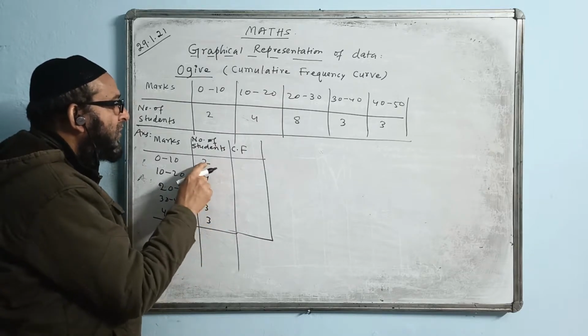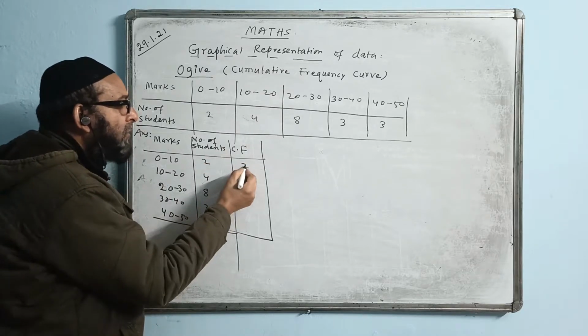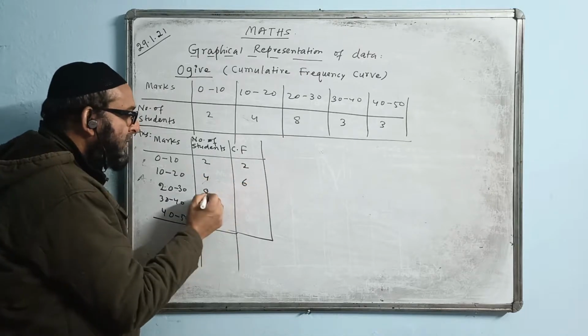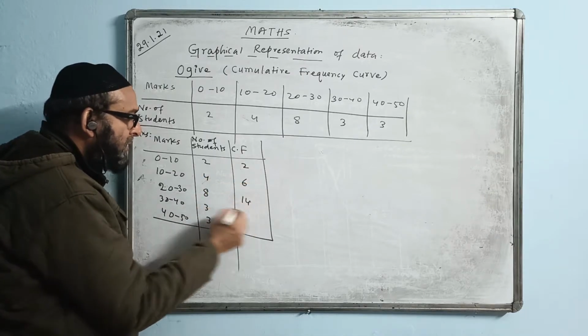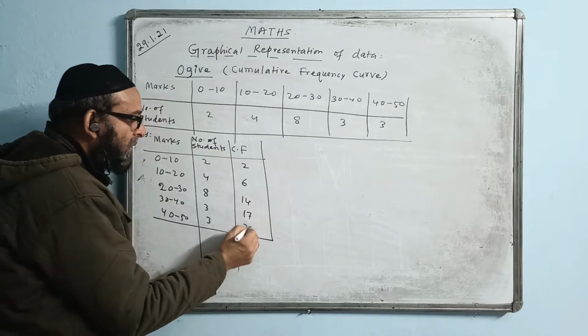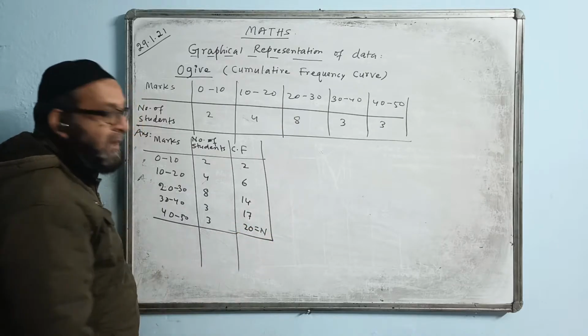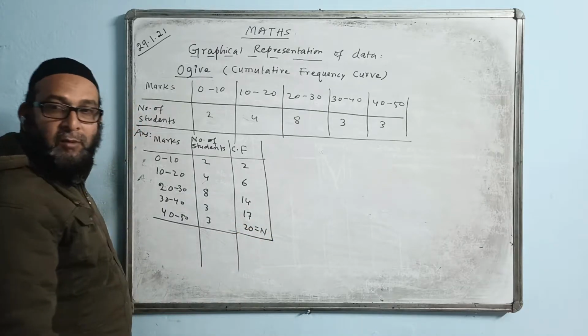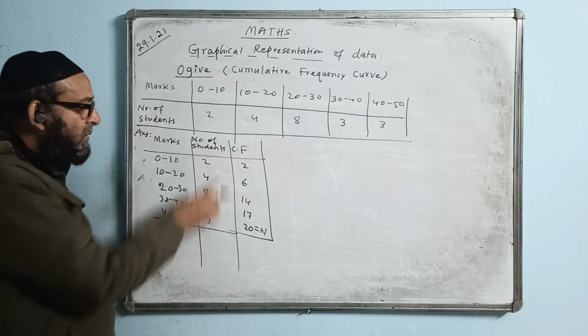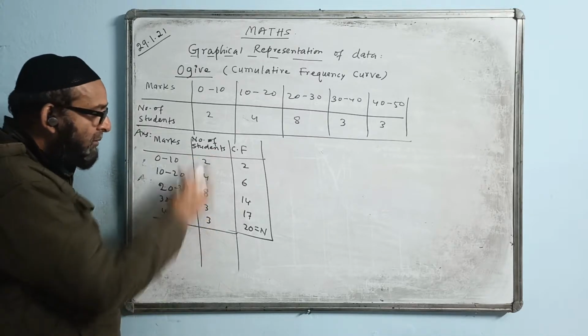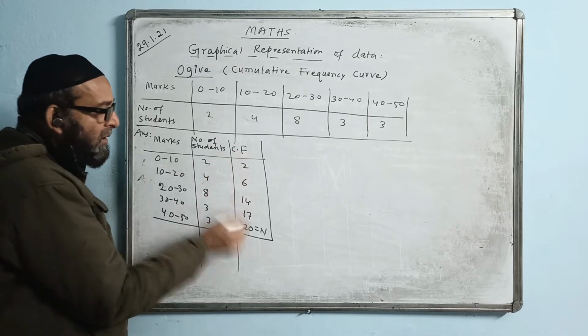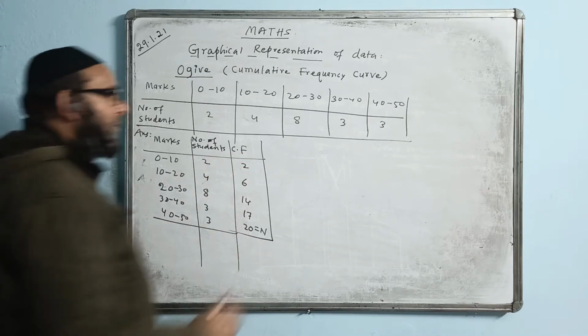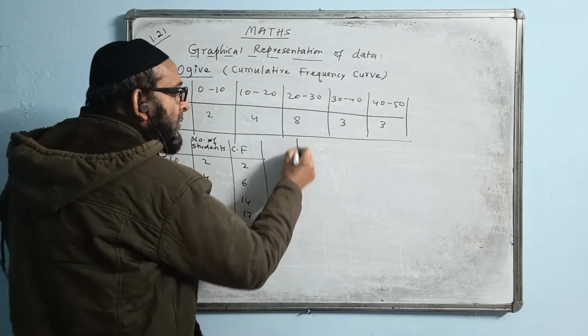How to find cumulative frequency? First one, keep as it is. Keep on adding now. 2 plus 4 becomes 6. 6 plus 8 becomes 14, plus 3 is 17, plus 3 is 20. The last one is 20. Last value is called n, the total number of students. When you add, sigma f, it will also come 20. Here also the last number will come 20. Okay. Now we are drawing the ogive.